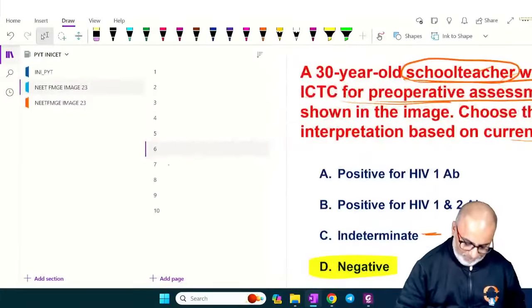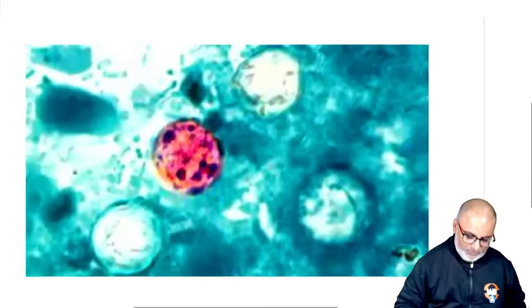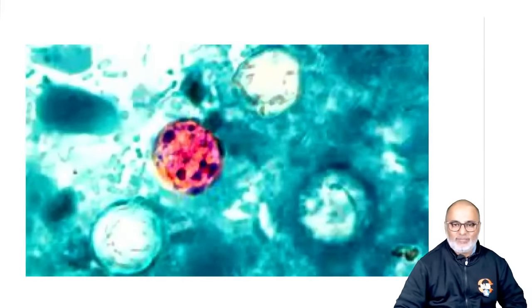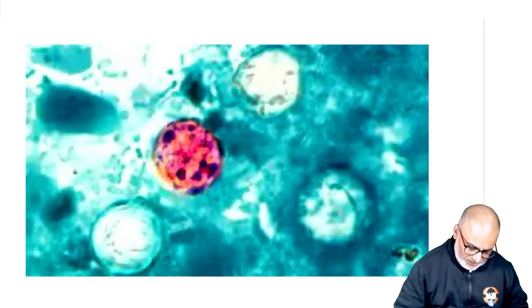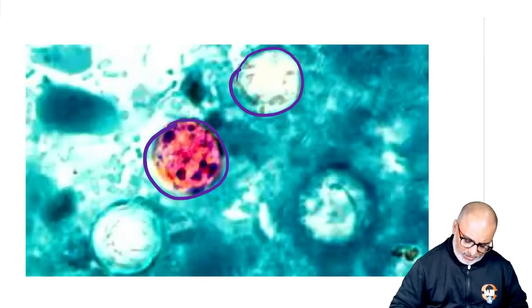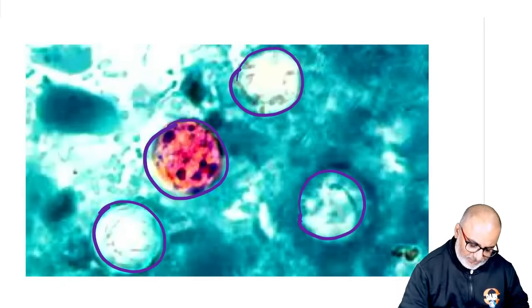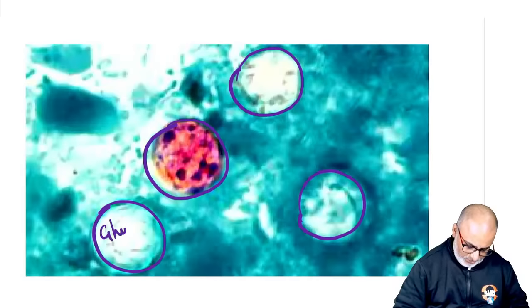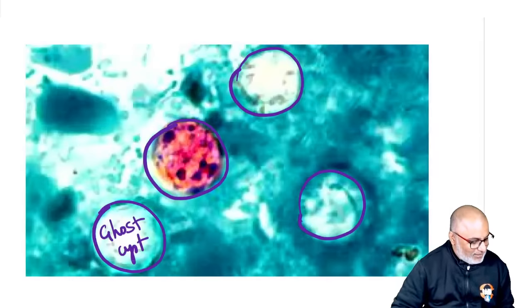Next is, see the picture. This is an acid-fast stain. Because of the blue background or green background, if you use methylene blue, blue background, malachite green, green background, you can see some cysts. I don't know what cyst it is. And many cysts are not stained, unstained cysts. We call them ghost cysts. Some things are there. It may give a good question.